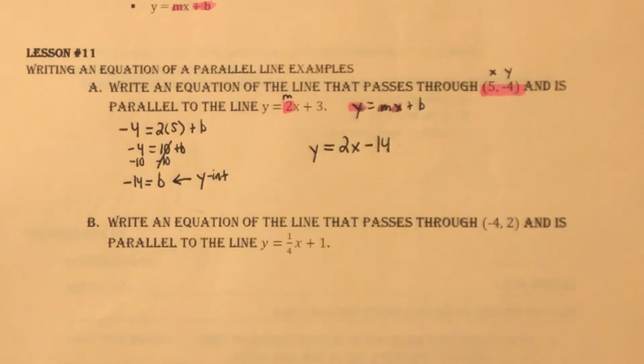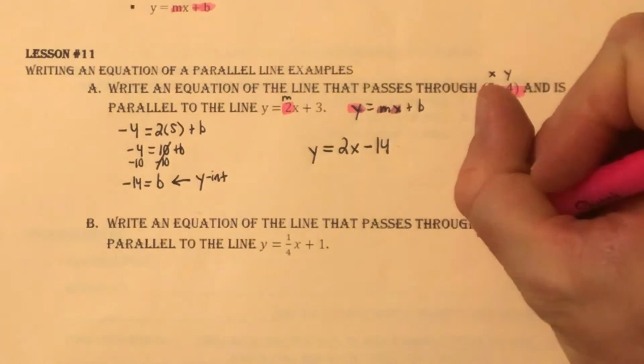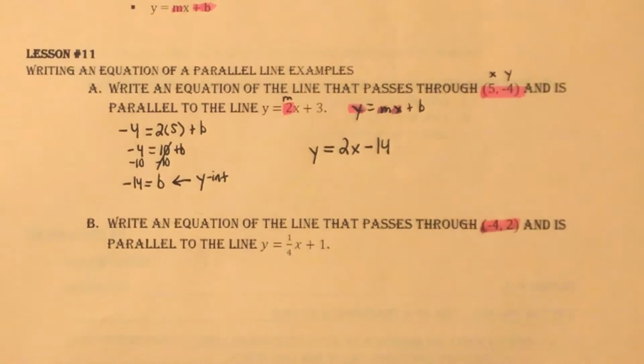All right, I'd encourage you to try example B. It's just like example A. So try that one on your own and then check your answer with mine. Example B says write an equation of a line that passes through the point negative 4, 2. So here's the point on the line that we're going to create the equation for, and it is parallel to the line y equals 1/4 x plus 1.